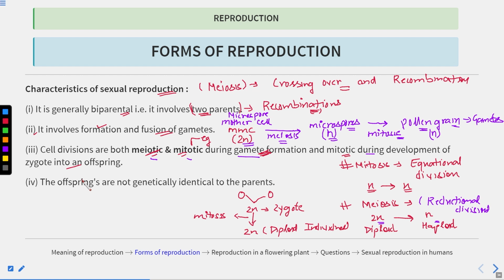Now the next point is that the offspring are not genetically identical to the parent. This I've already explained to you, as two parents are involved, and meiosis is also involved. Meiosis is involved in the gamete formation, and during the meiosis, recombination and crossing over take place, and because of this, there is the exchange of the genetic material. So the offspring are not genetically identical to the parent, but they are the recombination product of the parents.